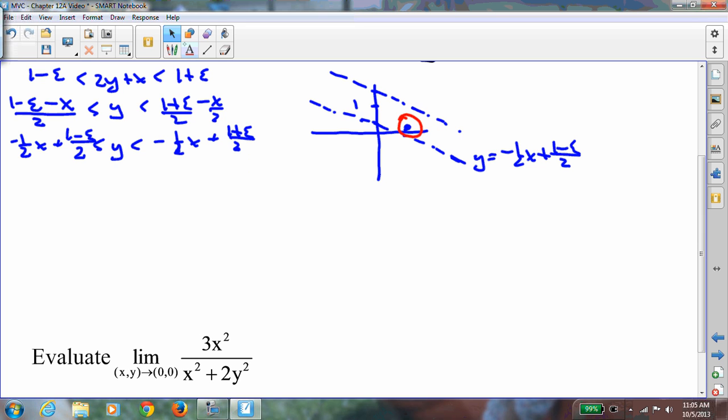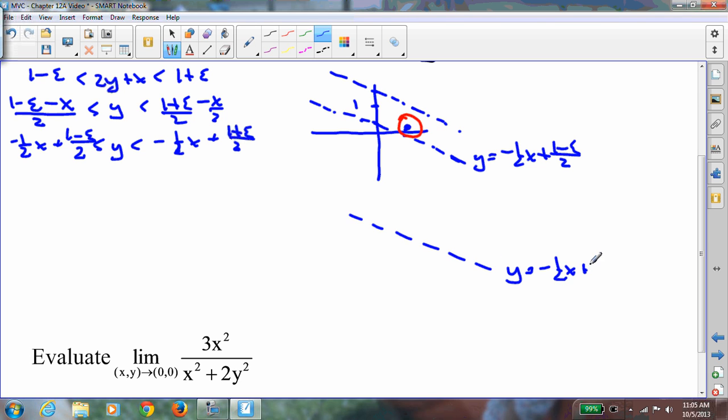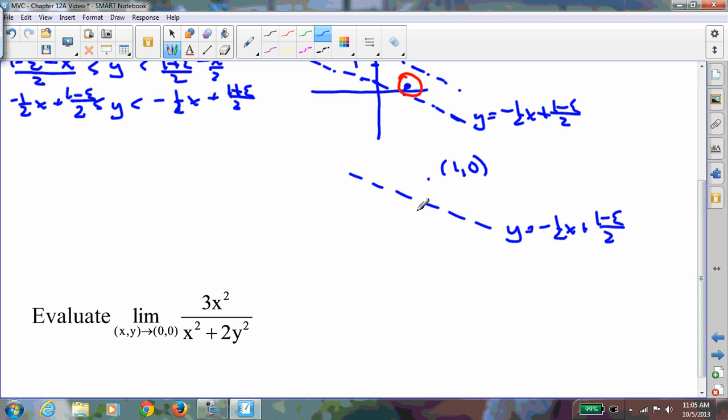So here's the bottom line. I have this line, y equals negative 1/2 x plus (1 minus epsilon) over 2. I have some point here, which is at (1, 0), because x is approaching 1 and y is approaching 0. And I need the distance to this line, which means we would have to go back to chapter 10 and use the point-to-line distance formula to work this out. So the point-to-line distance formula was the magnitude of V cross L, all over the magnitude of L.